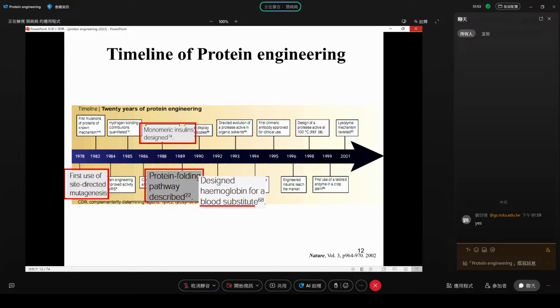And in 1992, we could already use hemoglobin as a blood substitute. So we already had some kind of artificial product as a temporary blood substitute for emergency requirements. Okay, then later on, the first chimeric antibody was approved for clinical use. Even all the targeted treatments applied in clinical practice now use chimeric antibodies. I will show you a detail later. And engineered insulin finally reached the market around 1996.